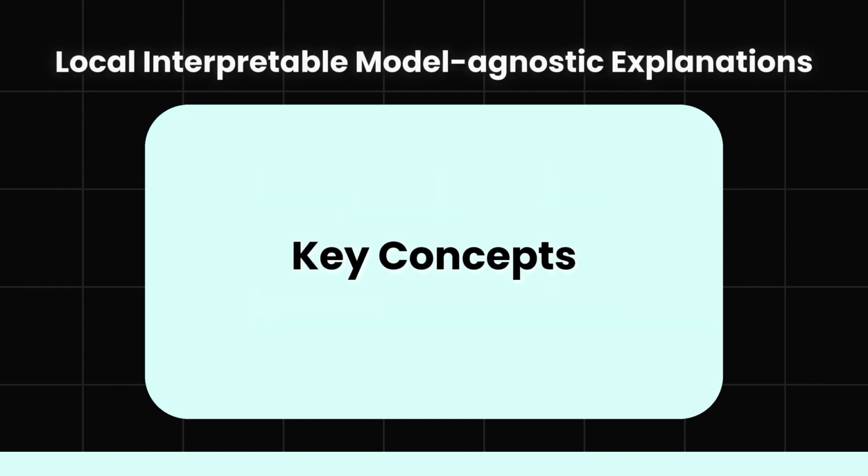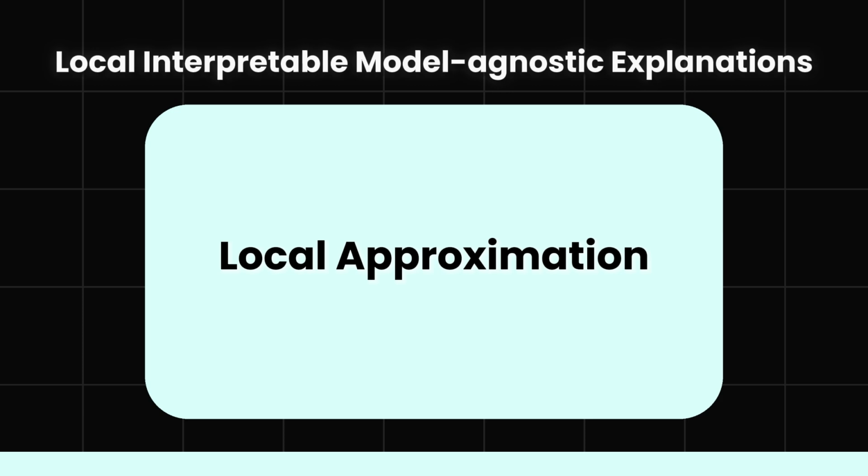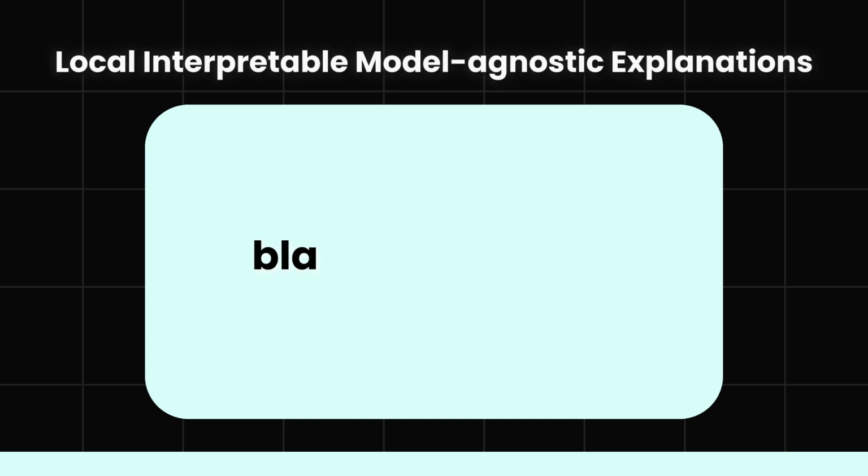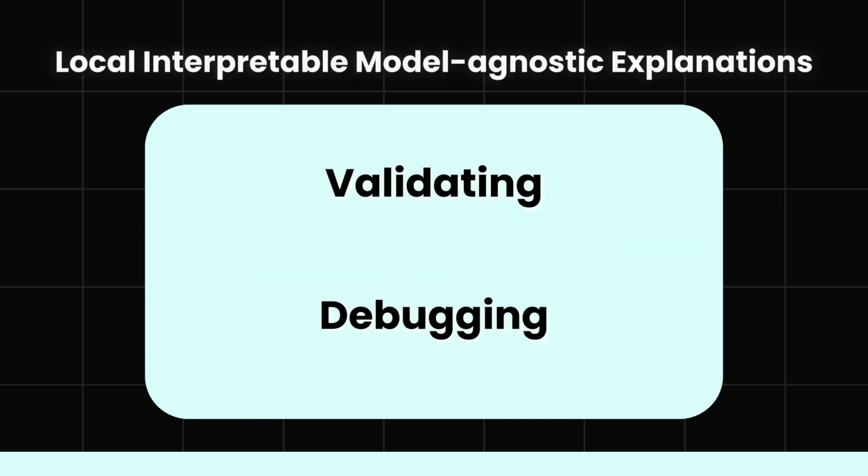Its key concepts are local approximation, whereby it creates a simple model that approximates the behavior of the complex model in the vicinity of a specific instance, and it's model agnostic, meaning that it can be applied to any machine learning model regardless of its complexity. The use cases are explaining individual predictions in black box models, and debugging and validating model behavior for specific instances.